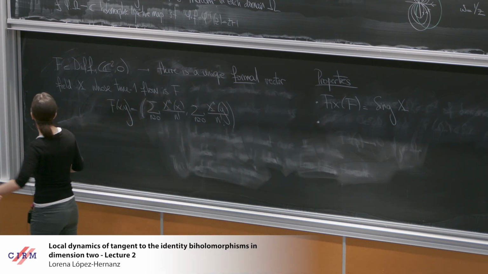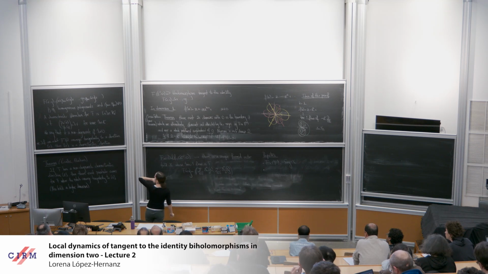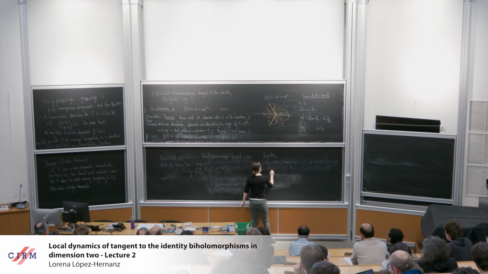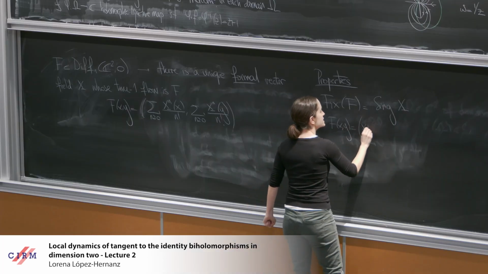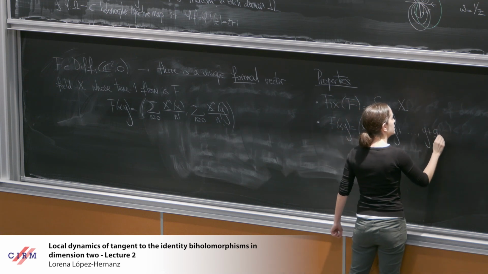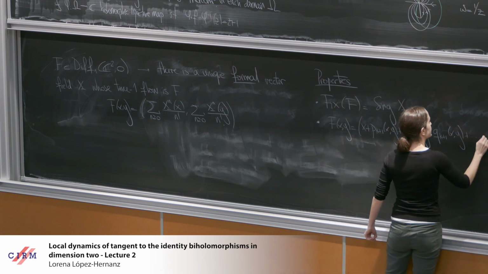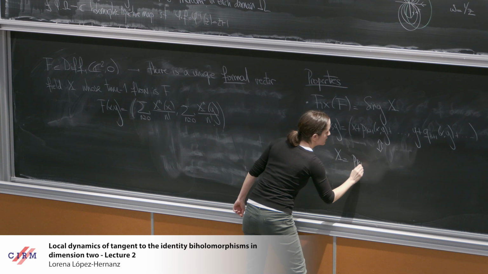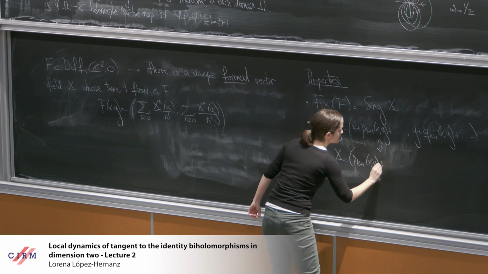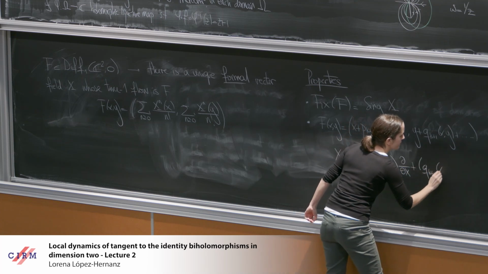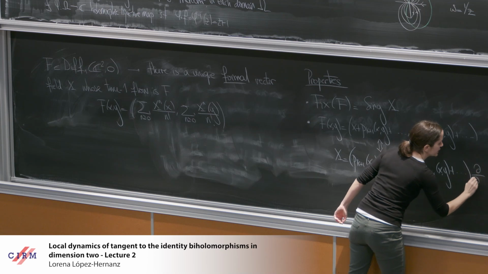It also holds that the first terms, the k+1 jet of f, is preserved in f and in X. So we can write f as x plus p_{k+1}(x,y) plus higher order terms, y plus q_{k+1}(x,y) plus higher order terms, if and only if X has this form: p_{k+1}(x,y) ∂/∂x plus higher order terms, plus q_{k+1}(x,y) plus higher order terms, partial with respect to y.